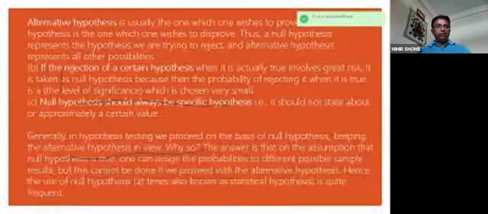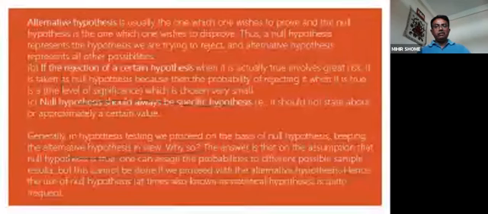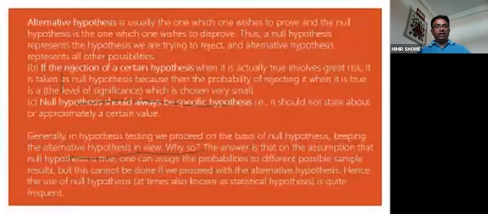Now we will have to know what is the reason for rejection. If the rejection of a certain hypothesis when it is actually true involves great risk, it is taken as the null hypothesis, because then the probability of rejecting it when it is true is the level of significance, which is chosen very small.